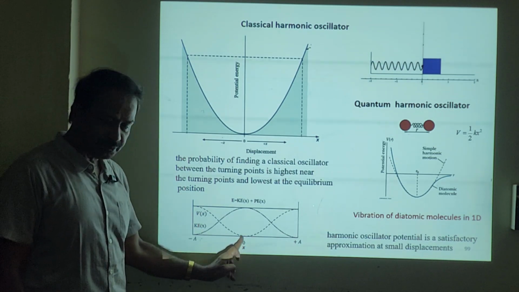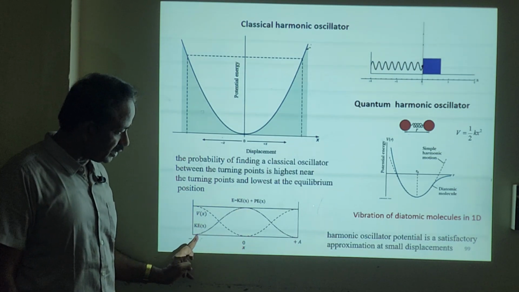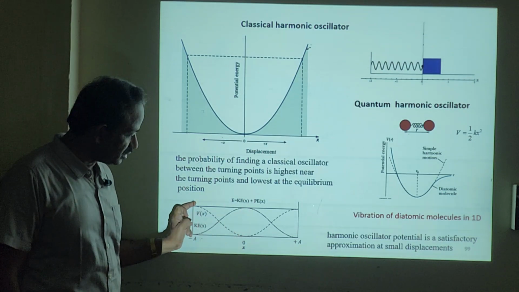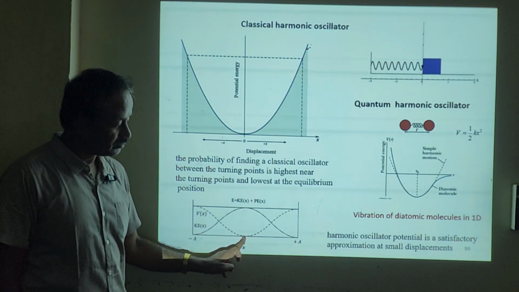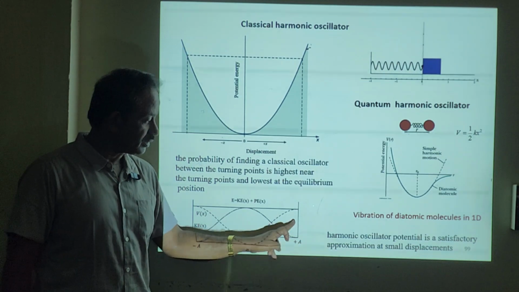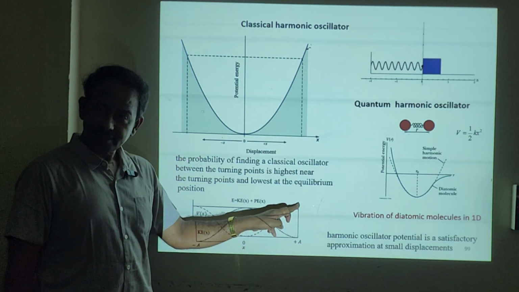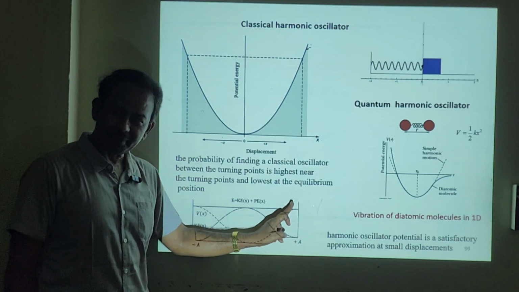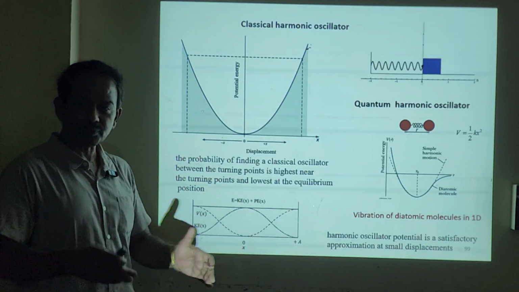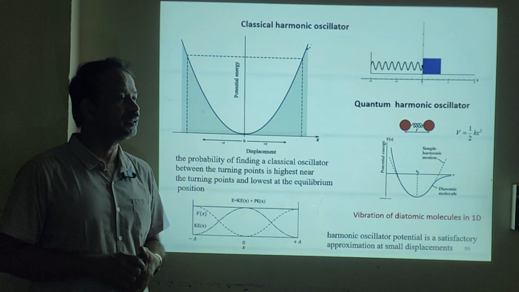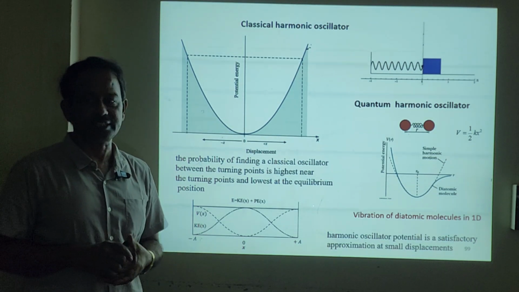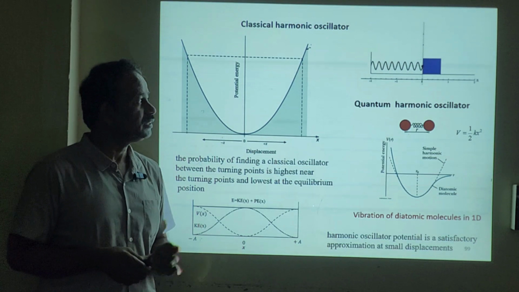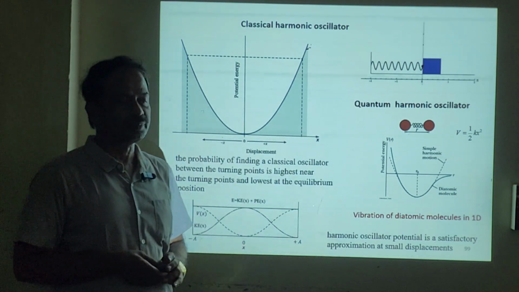And at this mean position, kinetic energy is maximum, the potential energy is minimum. At this another turning point, the kinetic energy is zero, potential energy is maximum. So this is how the distribution of energy between kinetic energy and potential energy takes place. So, conservation of energy. Similarly, you can take another example.